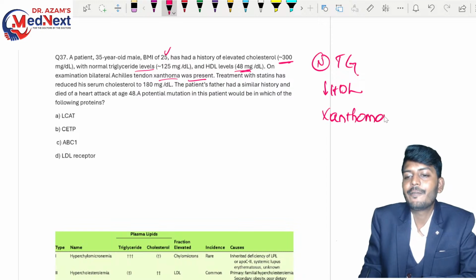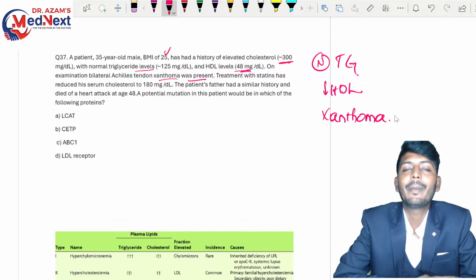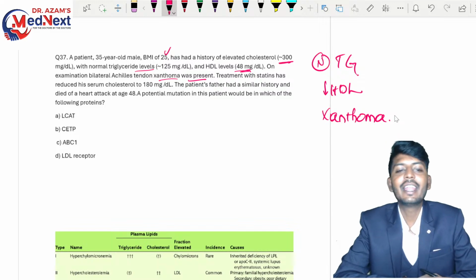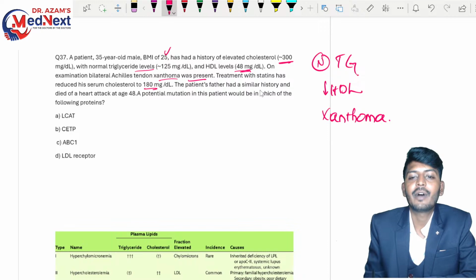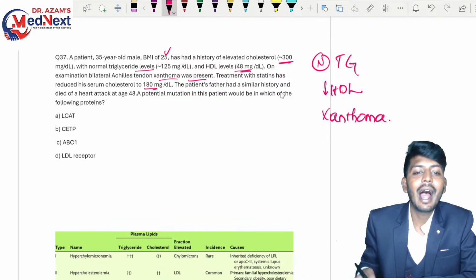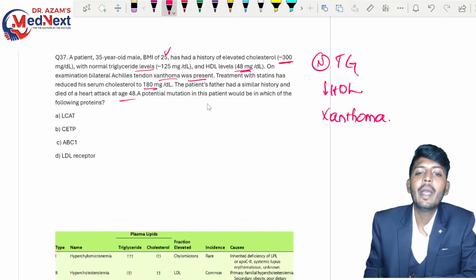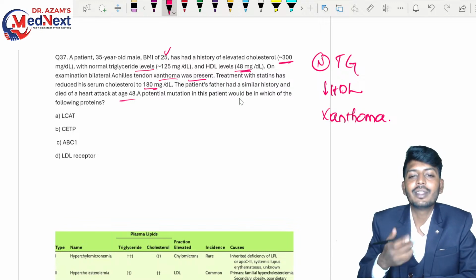There is a lot of fat deposition which is converted into a type of lipoma. Treatment was statin. With statin, cholesterol came down to 180. The patient's father had a similar history and died of a heart attack at 48 only. Potential mutation will be? So this is what this is.